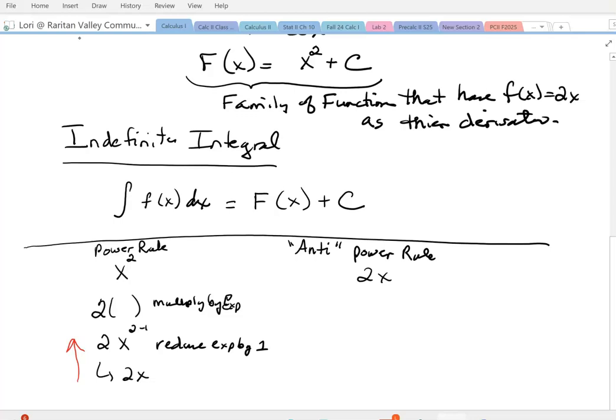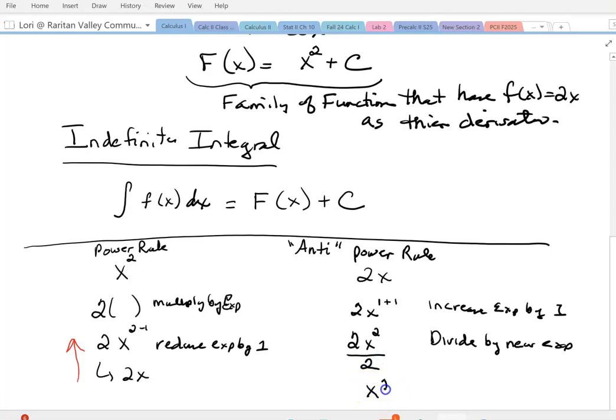So I want to, instead of reduce by 1, what's the opposite of reduce by 1? Increase the exponent by 1. So it becomes 2x plus 1. And then instead of multiplying by the exponent, I'm going to divide by the new exponent. So now I have 2x squared, my new exponent's 2, divide by 2, and what am I left with? X squared. I just undid the power rule.